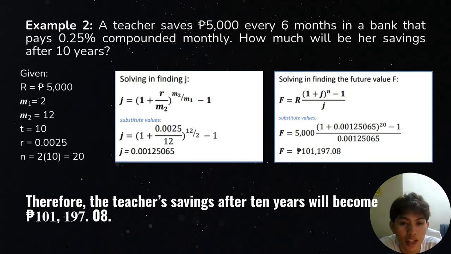And next is to find the future value of the teacher's savings after 10 years. So same as the previous example, we'll just substitute all the values to the formula of the future value, so that we'll have the future value of 101,197 pesos and 8 centavos. Therefore, the teacher's savings after 10 years will become 101,197 pesos and 8 centavos.